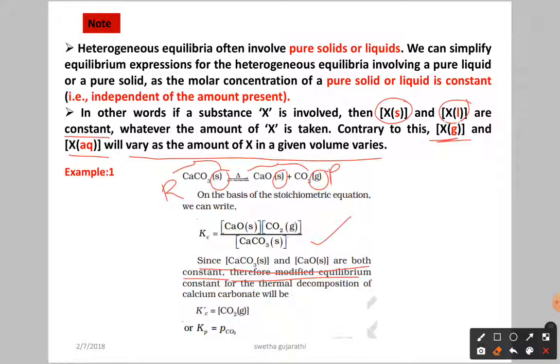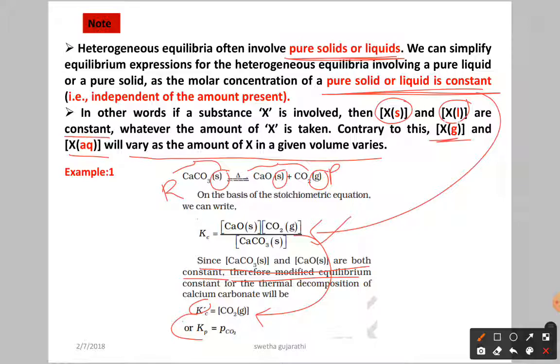So what is the meaning of this? If you take pure solids or liquids, there is no much variation in their values. That's why we simplify the equation by excluding the pure solid and liquid in the equilibrium equation. Instead of Kc, if you write Kp, you have to write the partial pressure of CO2. So you are going to write only the partial pressure of CO2, and not calcium oxide and calcium carbonate. This is what you have to remember.